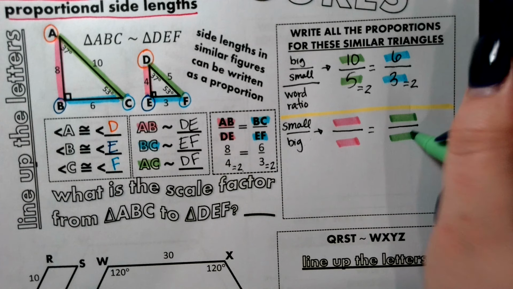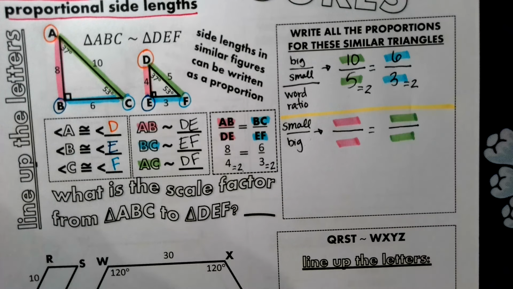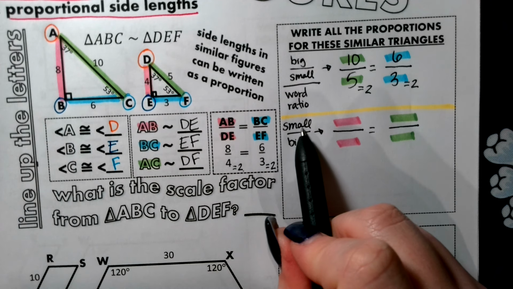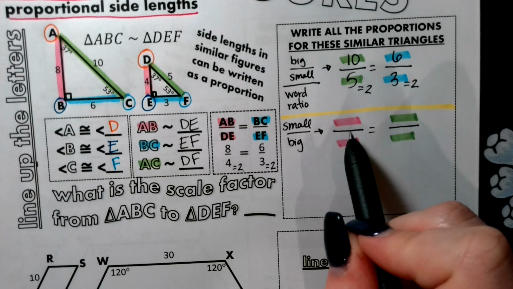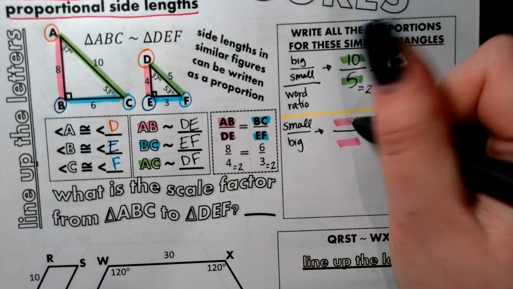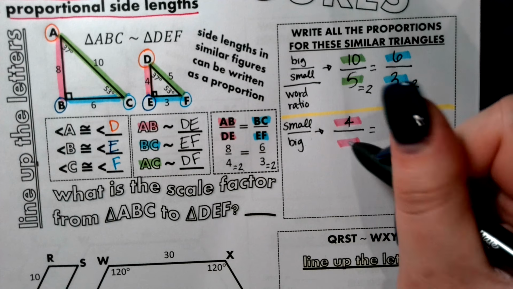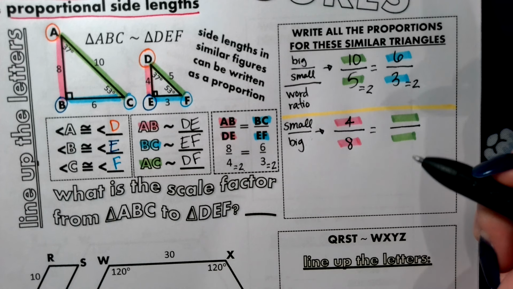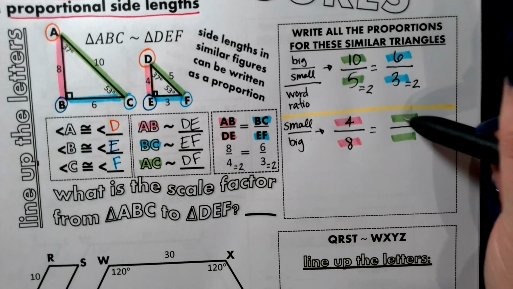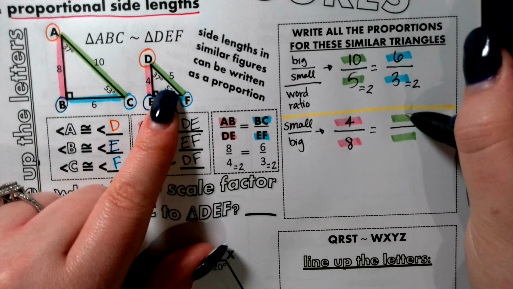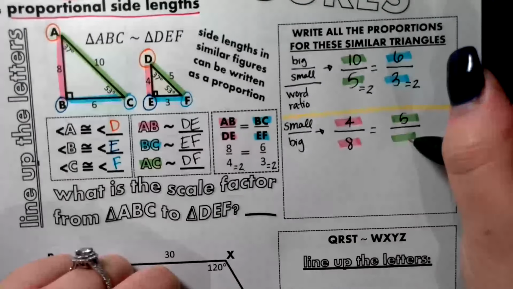So let's use our pink sides to compare and our green sides to compare. Since this is already highlighted, I saved time. What's my small pink side? 4. What's my big pink side? 8. What's my small green side? 5, and my big green side is 10. Sorry, I forgot to explain.